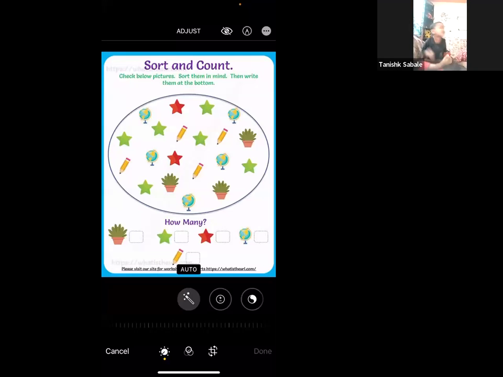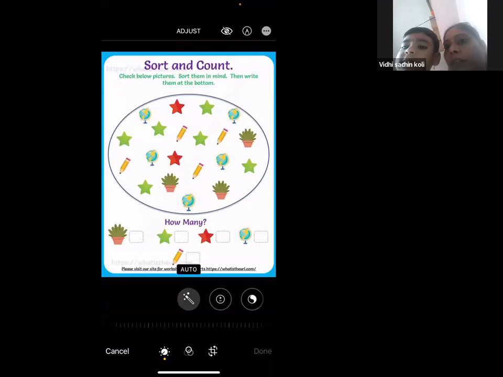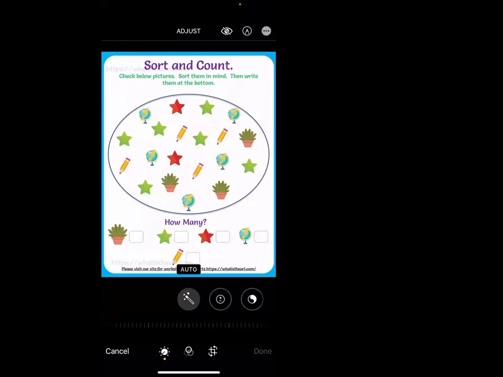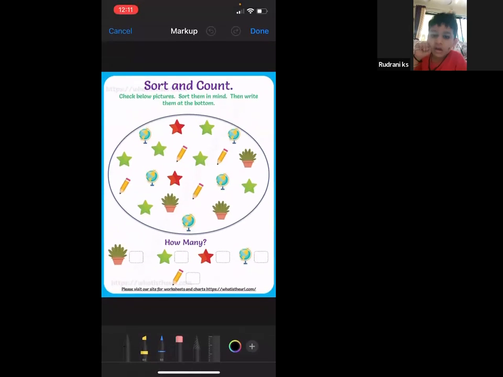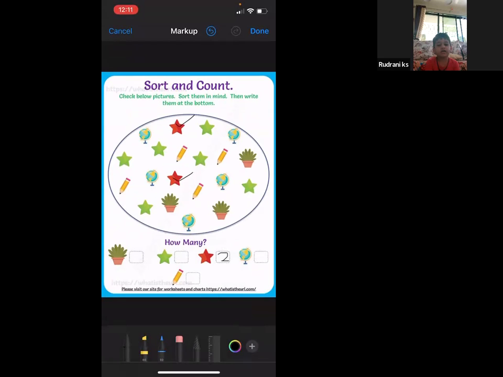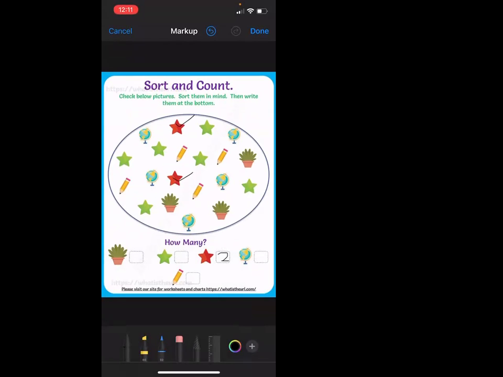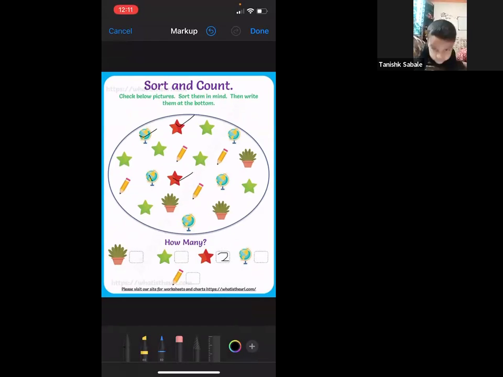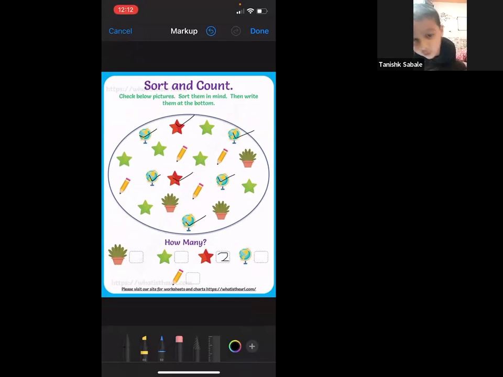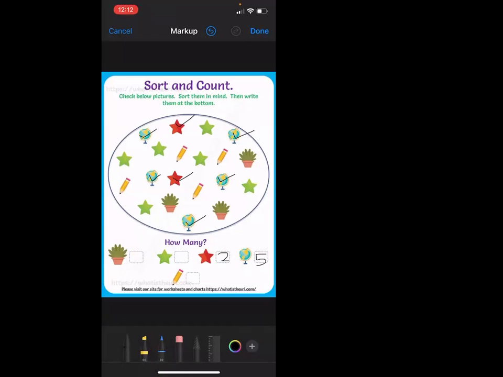Now the next one is red. How many red stars are there? This is one. Two red diamonds. Two. So you will write number 2. Very good. The next is earth. How many earths can you see? 1, 2, 3, 4, 5. Very good. So you will write 5 in the box.